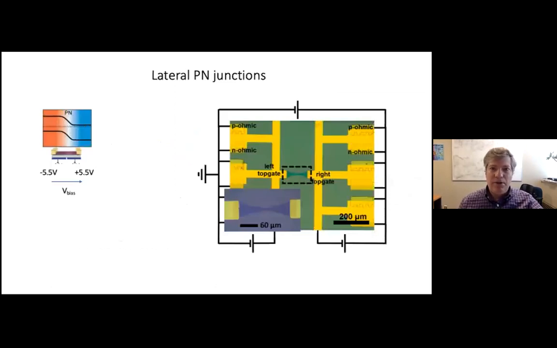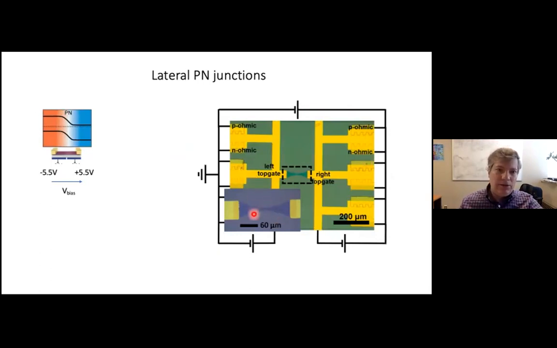So here's an example of a lateral p-n junction. This is an optical image of a device that we fabricated at Waterloo. In gold, you can see the top gates on both the left and right. And you can see that they overlap with both P-type ohmics and N-type ohmics. I've labeled them here. So that means that both sides of the device can be either N or P. So we can have any combination that we want. We could have NN, PN, NP, or PP.